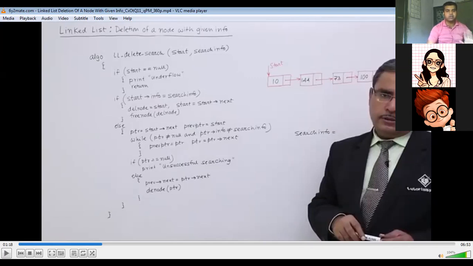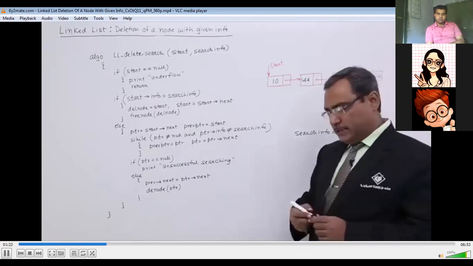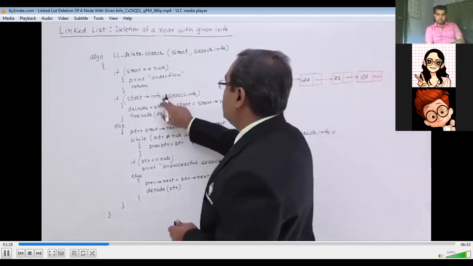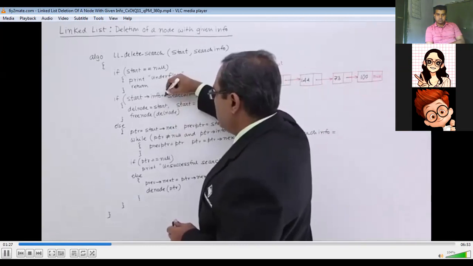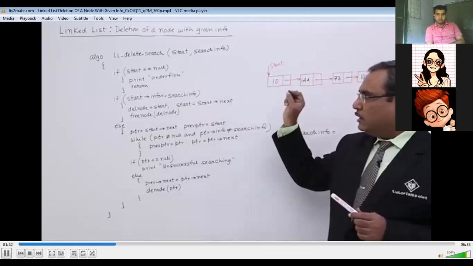Okay, just go through the algorithm. This is a pure algorithm. It does not have any programming syntax or programming context to it. It's simply an algorithm. Just see. If the start is equal to null, that means the linked list does not exist. So if the linked list does not exist, then how can we perform the deletion operation? So then print underflow and return.